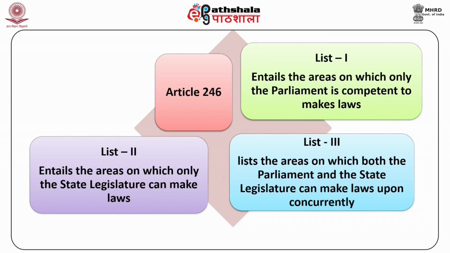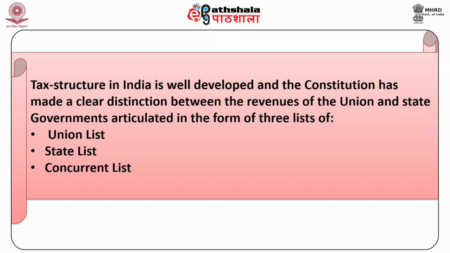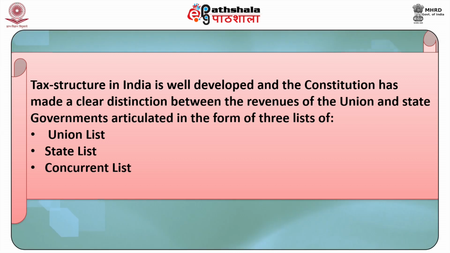List 2 entails the areas on which only the state legislature can make laws, and list 3 lists the areas on which both the Parliament and the state legislature can make laws concurrently. Tax structure in India is well developed, and the Constitution has made a clear distinction between the revenues of the union and state governments, articulated in the form of 3 lists of union, state and concurrent.